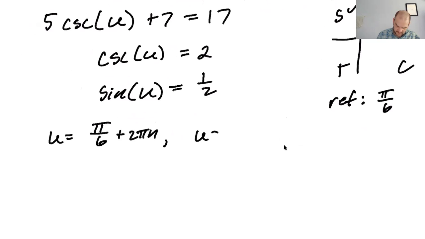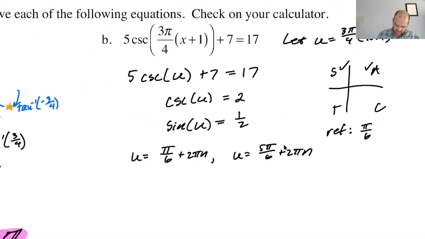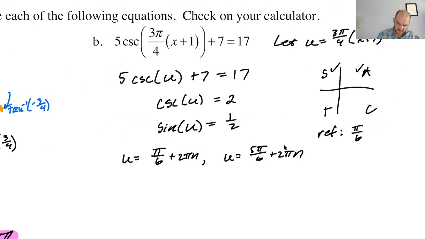And u is 5 pi over 6 plus 2 pi n. Okay, so now what do we do? Well, what we want to do is we're going to replace u. So we're going to replace u.